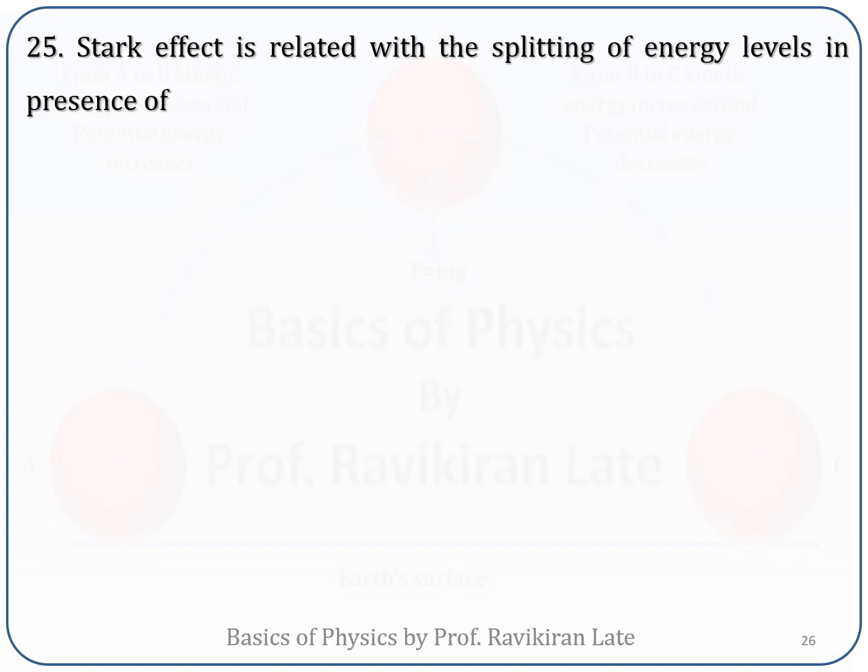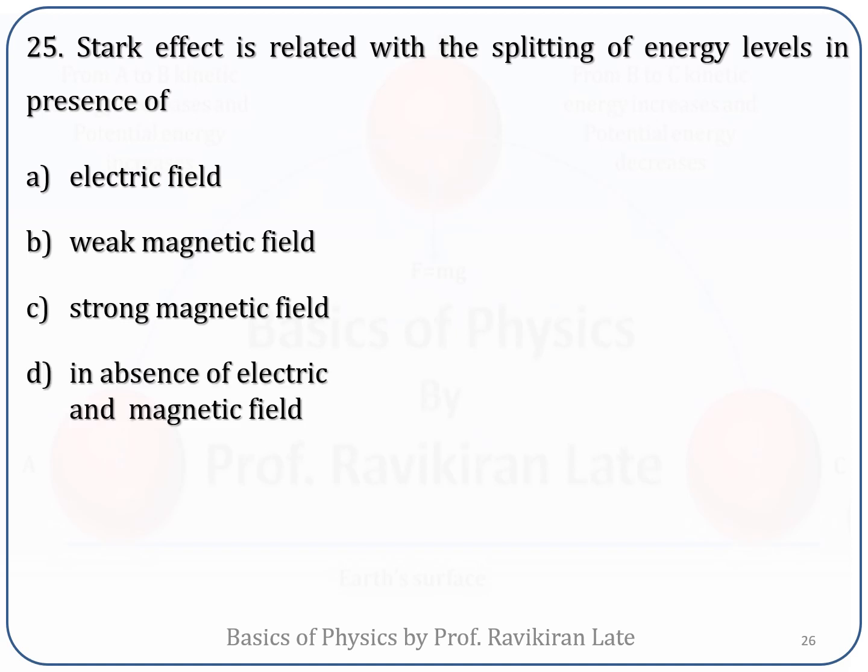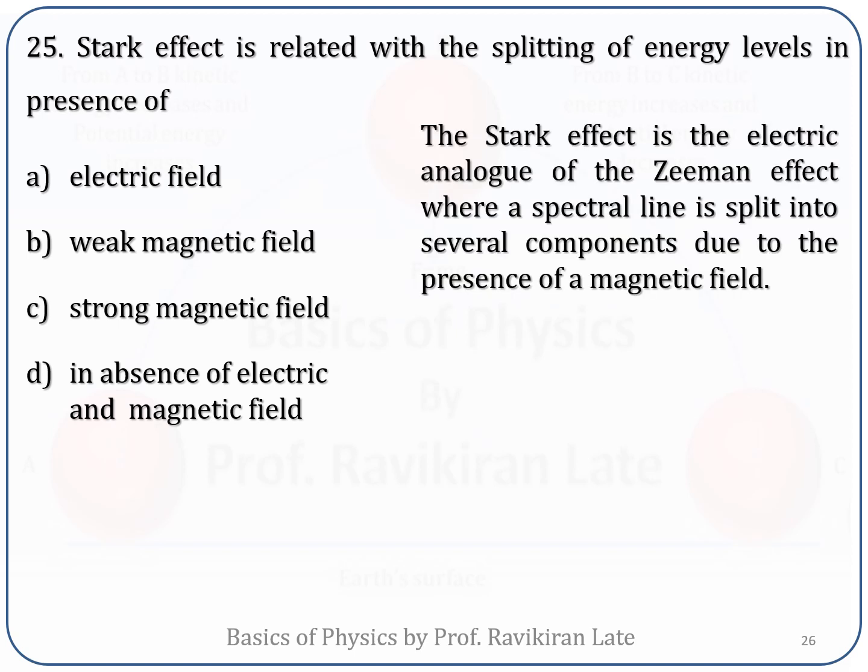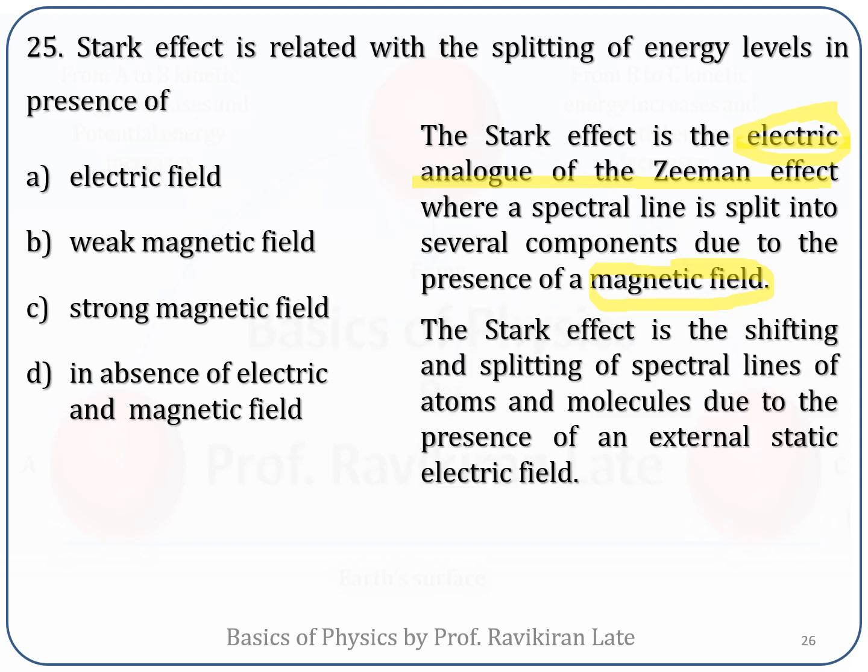Now the last question. The Stark effect is related to the splitting of energy levels in the presence of option A, electric field, option B, weak magnetic field, option C, strong magnetic field, option D, absence of electric and magnetic field. Now we studied in our first module that the Stark effect is the electric analog of the Zeeman effect. The difference is that in the Stark effect you apply an electric field, whereas in the Zeeman effect you apply a magnetic field. So the Stark effect is related to the splitting of energy levels in the presence of an electric field. So the correct answer is option A.